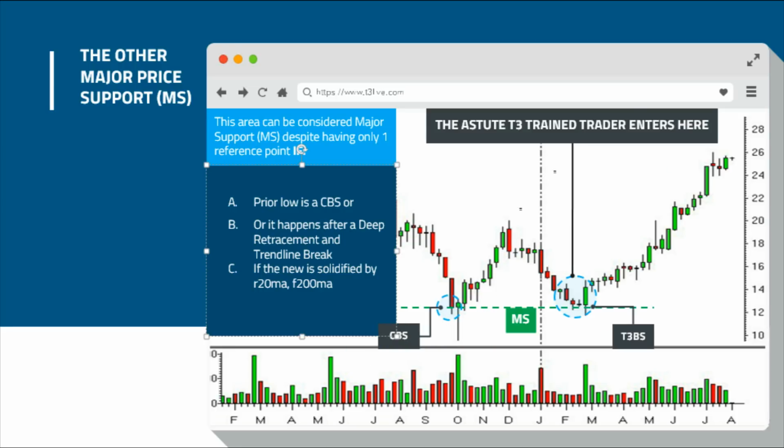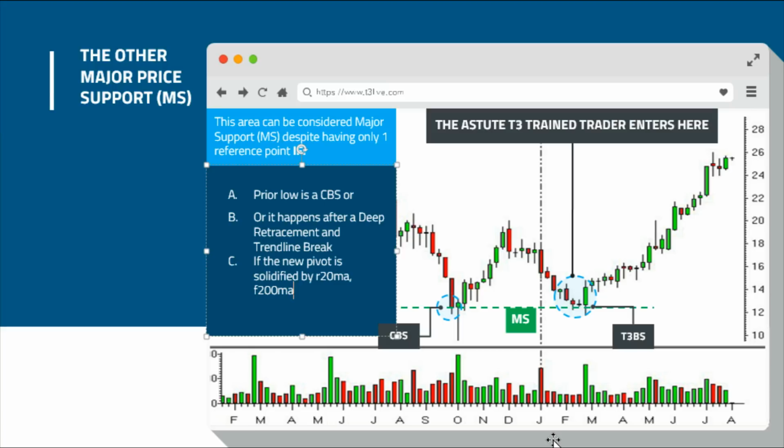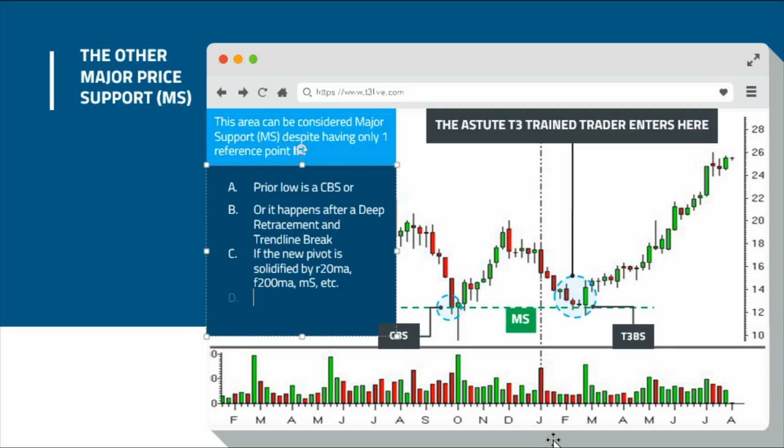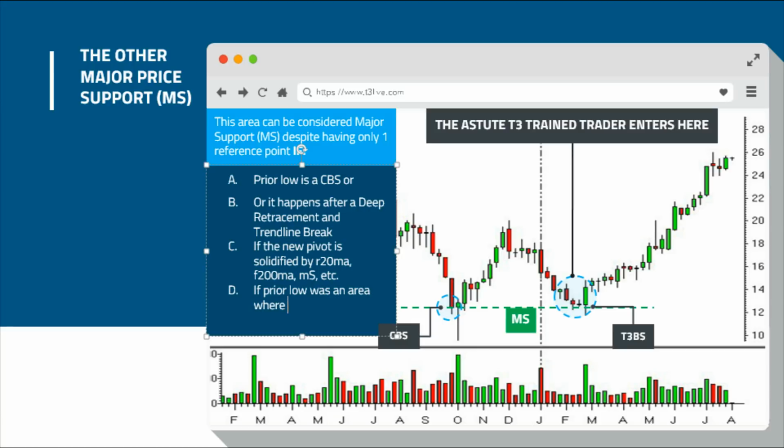So if the new pivot is solidified by something else, such as a flat 200, a rising 20. The 20 is most powerful when it's rising. The 200 is most powerful when it's flat. Minor support, etc., etc. Okay. D is 1 pivot is enough if there was some kind of a guerrilla tactic there, such as a breakdown failure. If the prior low was an area where a significant failure took place.